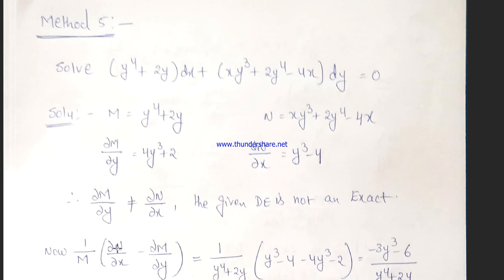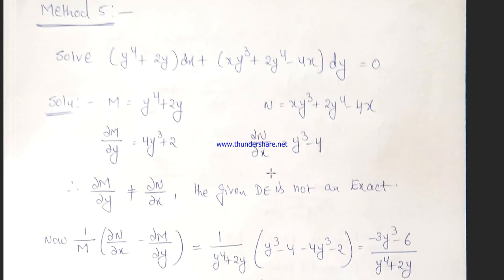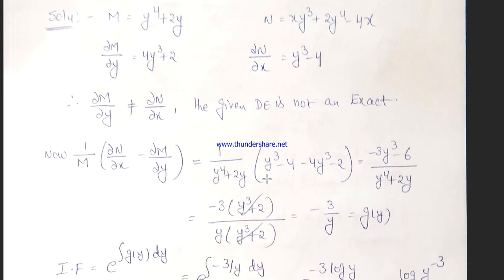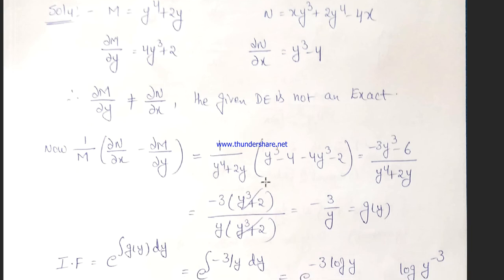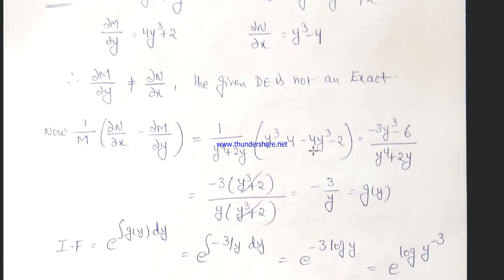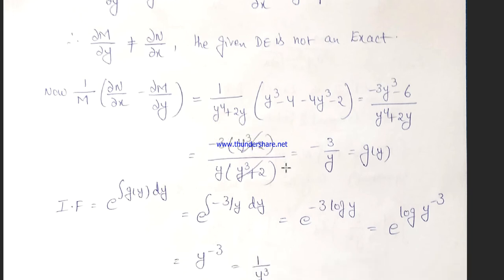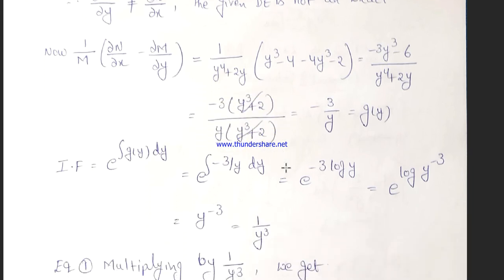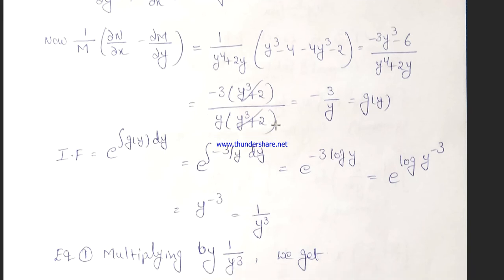Now you can find 1 by M into dou N by dou x minus dou M by dou y, that is equal to, what is our M? 1 by y power 4 plus 2y into dou N by dou x, y cube minus 4, minus dou M by dou y, which is minus 4y cube minus 2, that is equal to minus 3y cube minus 6. We get here y cube minus 4y cube, that is minus 3y cube, and minus 4 minus 2 is minus 6. From the numerator you can take common minus 3, we get y cube plus 2. From the denominator we can take common y, we get y cube plus 2. Y cube plus 2, y cube plus 2 cancel, equal to minus 3 by y.